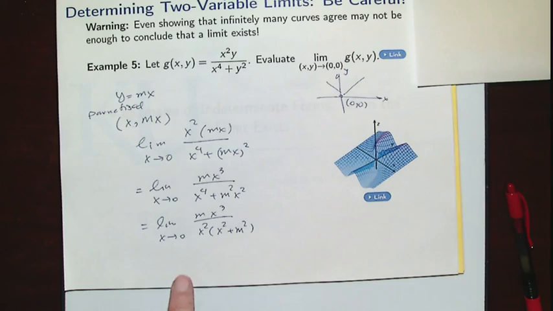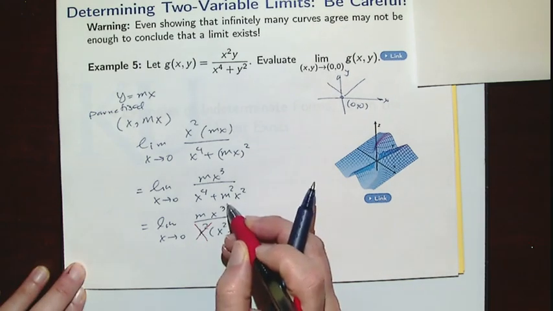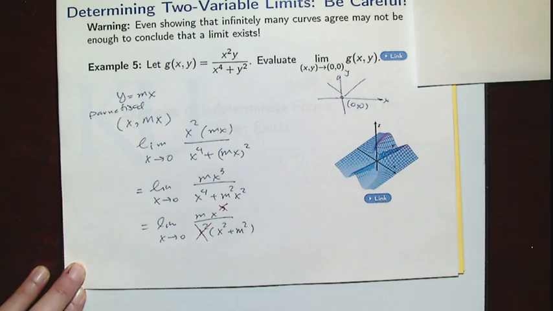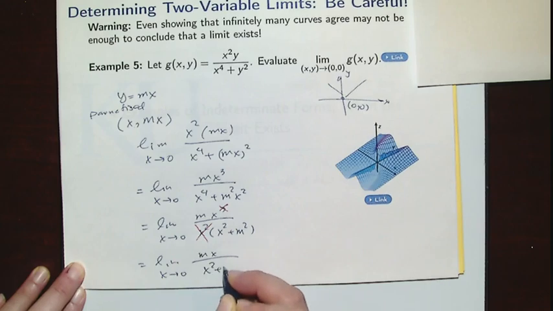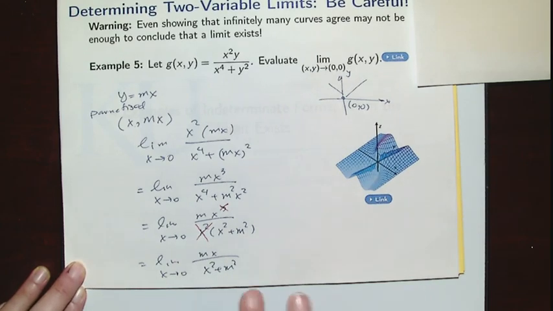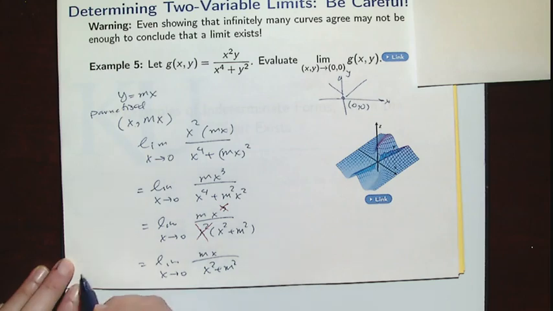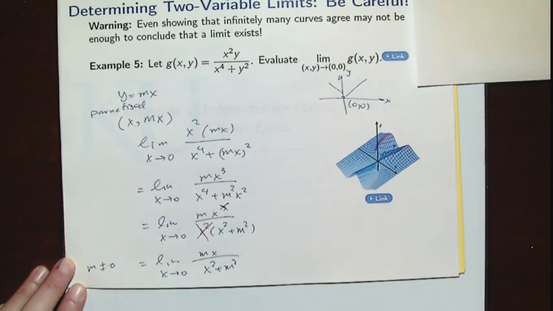Now what do I need to do to find the limit? Right? So the limit is mx over x squared plus m squared. And let's say for m not equal to 0. For m not equal to 0, what do we get?